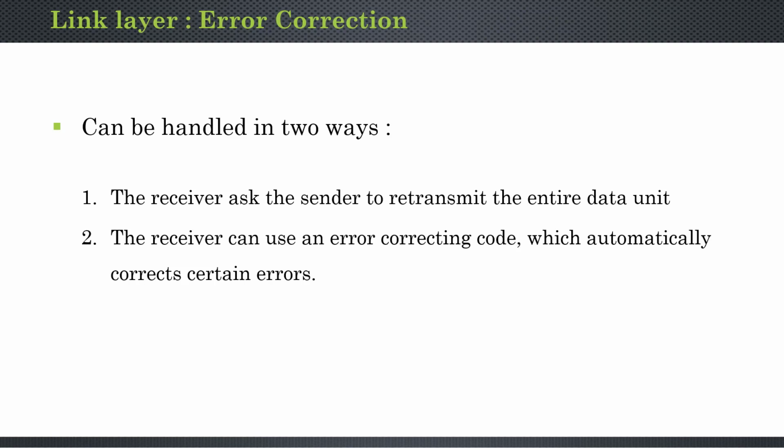Error correction can be handled in two ways. The receiver can ask the sender to retransmit the entire data, also called backward error correction, or the receiver can use an error correcting code which automatically corrects certain errors. Many codes exist and we will see them in another video.